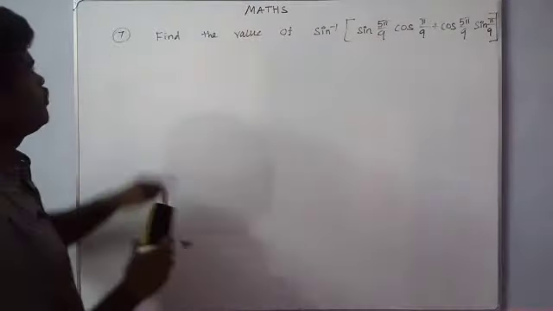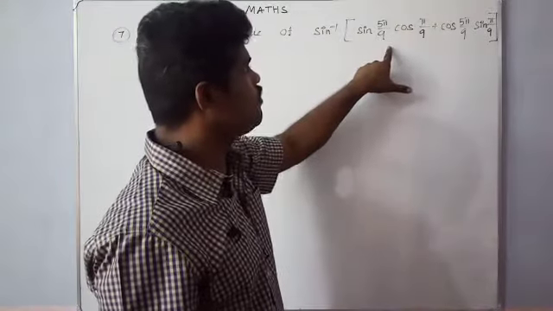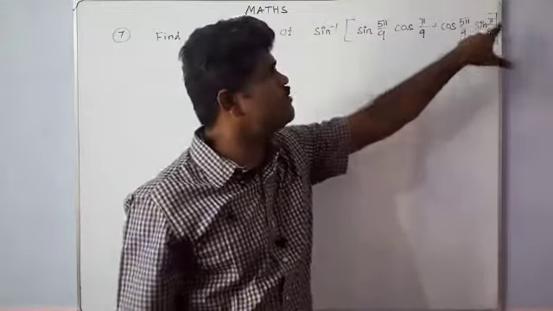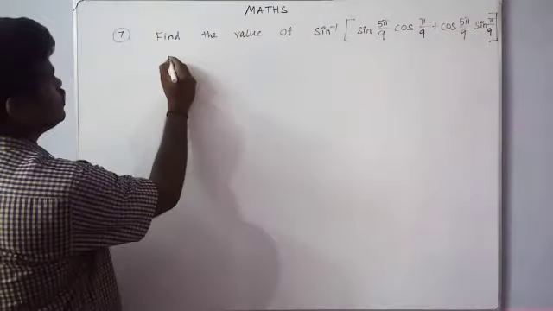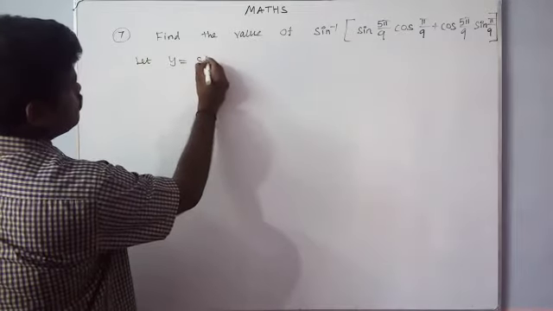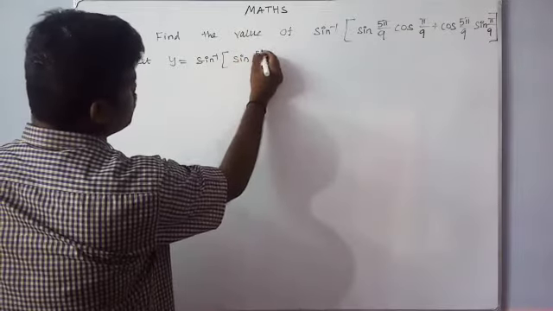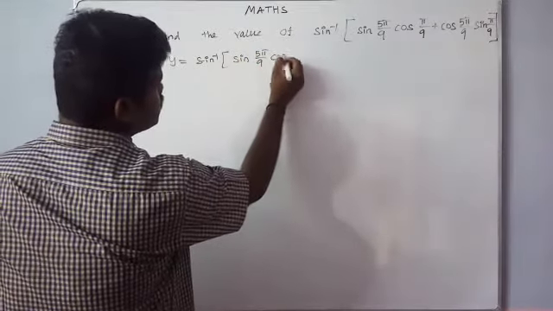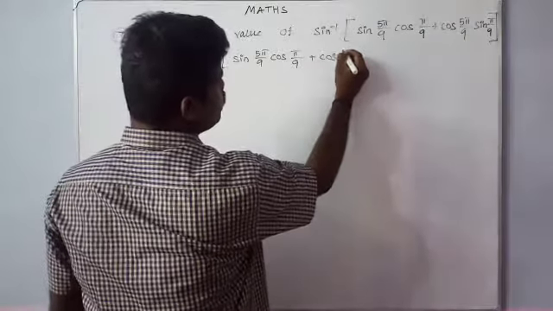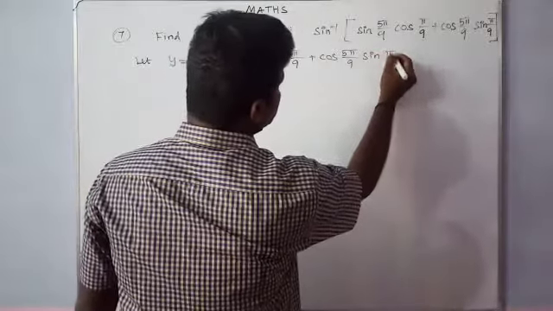Next, seventh sum. Find the value of sin inverse of sin pi by 9 cos pi by 9 plus cos pi by 9 sin pi by 9. So let y is equal to sin inverse of sin 5 pi by 9 into cos pi by 9 plus cos 5 pi by 9 into sin pi by 9.